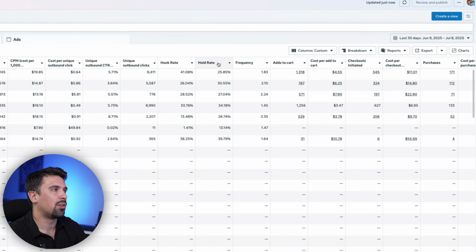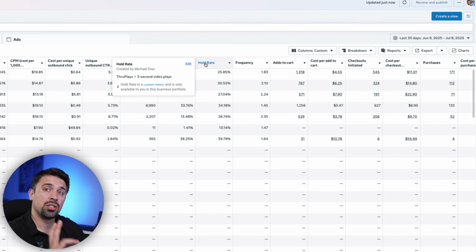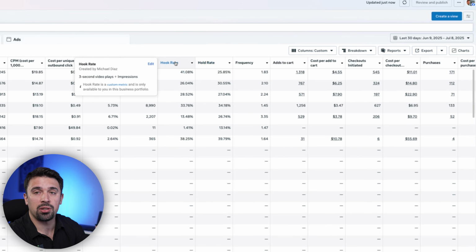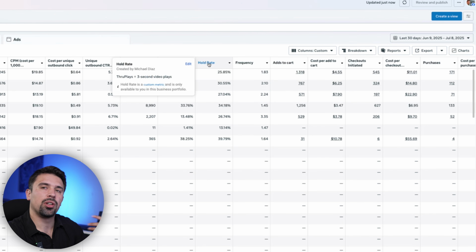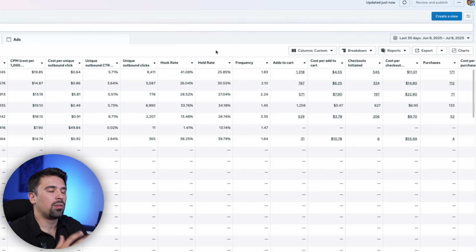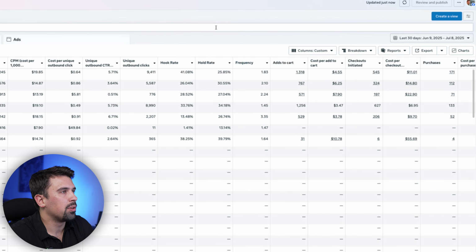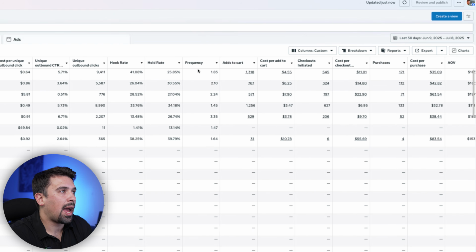And then we have our hold rate. Out of all the people that watched at least 3 seconds, what percentage of them actually watched the whole video through? That would be through plays divided by 3-second video plays. These two are custom metrics that you can create in your columns. Hold rate, generally the higher the better. So just keep those in mind. These again are a way to assess my video creatives and how engaging they are. We already talked about frequency. Next, we're going to get into adds to cart.